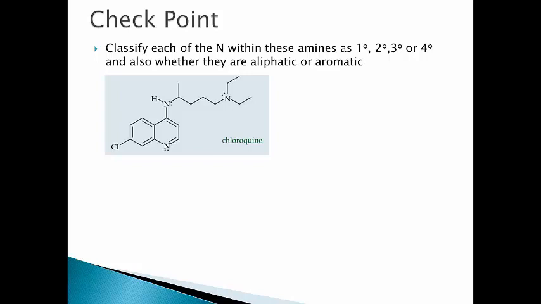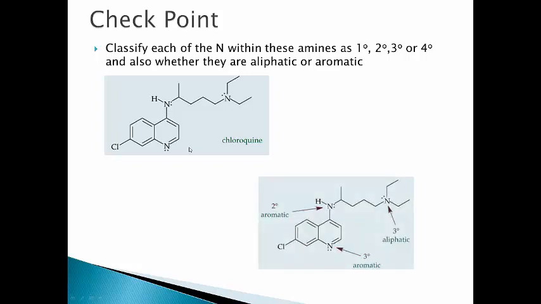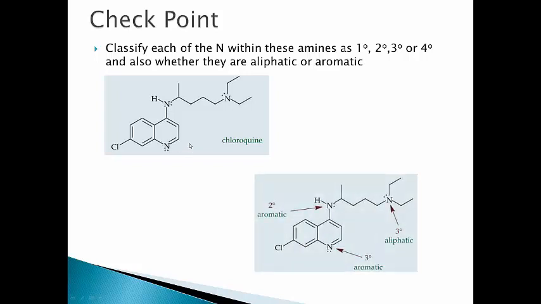Okay, let's go through the answer. So we have 1, 2, 3. This one here is aliphatic tertiary. Okay, this is an aromatic, 1 secondary, and this one is an aromatic tertiary. Okay, so these 2 are aromatic because they're connected to aromatic rings. This is aliphatic because it's away from the aromatic rings.